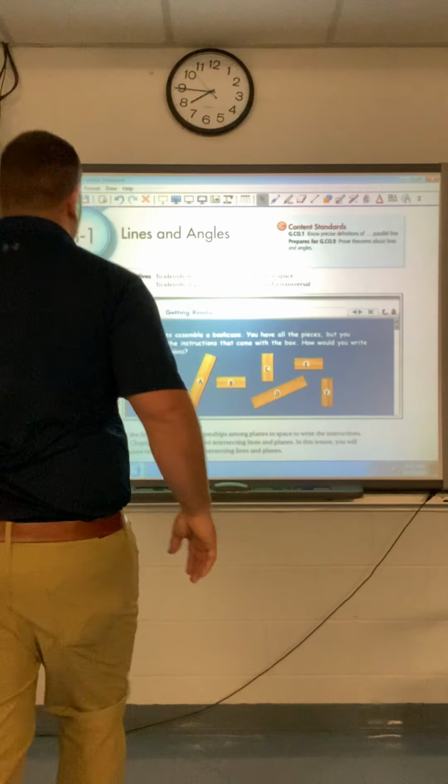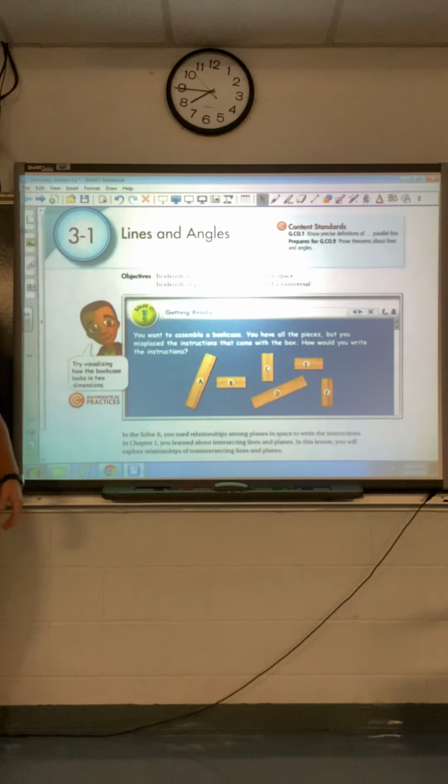All right, go ahead and write this top part down for me. 3-1 lines and angles. I have not gone and checked the grades on the test yet. I'll do that sometime this week. So yeah, go ahead and write the top part down, lines and angles. Kind of the same deal as the weeks before.